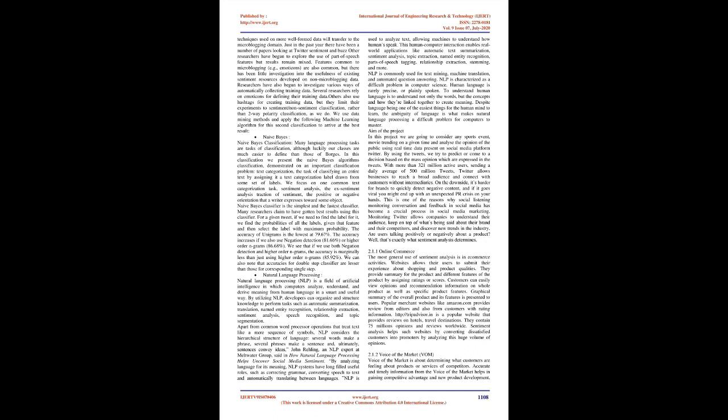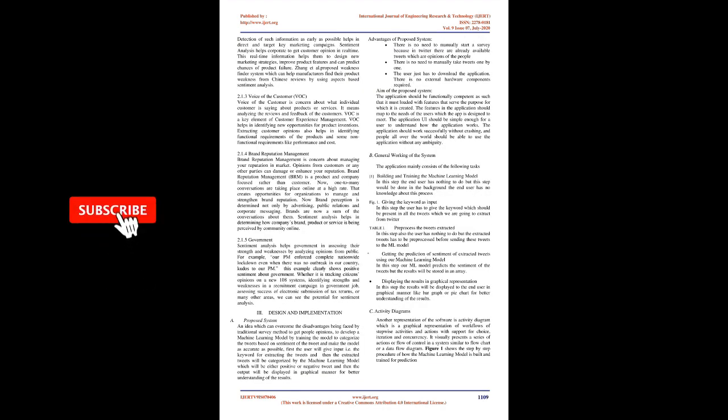We use data mining methods and apply the following machine learning algorithm for the second classification to arrive at the best result. Naive Bayes classification. Many language processing tasks are tasks of classification, although luckily our classes are much easier to define than those of Borges. In this classification we present the Naive Bayes algorithm's classification, demonstrated on an important classification problem, text categorization, the task of classifying an entire text by assigning it a label drawn from some set of labels. We focus on one common text categorization task, sentiment analysis, the extraction of sentiment, the positive or negative orientation that a writer expresses towards some object.